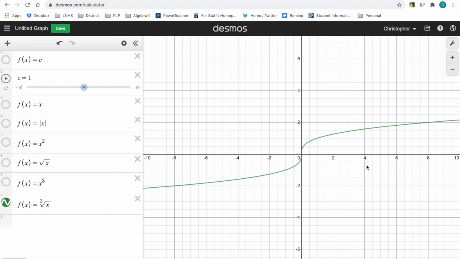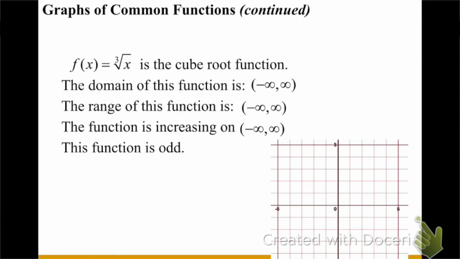So domain and range for this cube root graph will still be all real numbers, or negative infinity to positive infinity. Same thing with the increase and decrease. Notice as we move from left to right, this graph is still increasing the entire time, never decreasing. So in this case, our interval of increase would be from negative infinity all the way to positive infinity, with no intervals of decrease or constant.